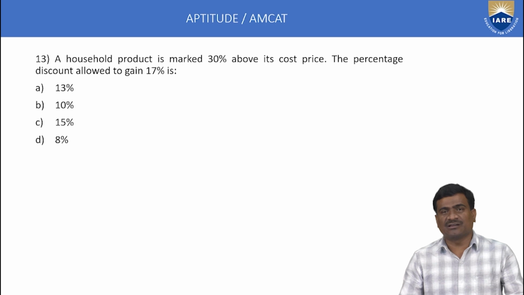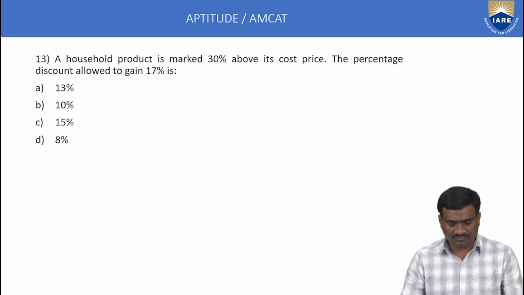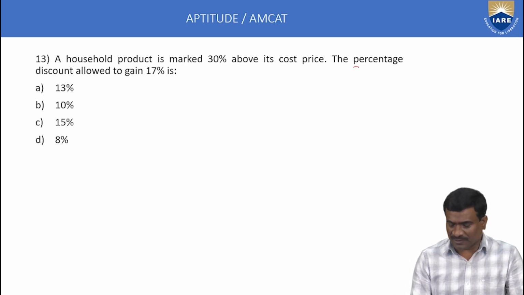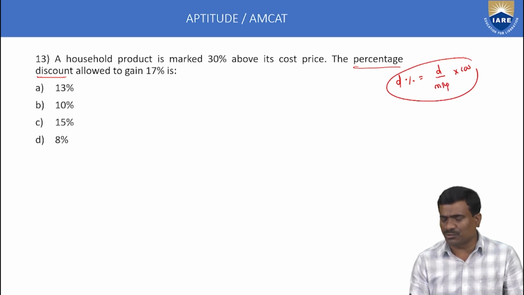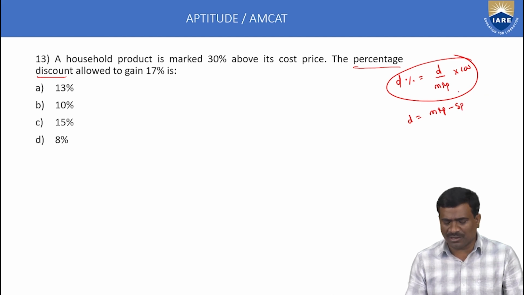Next, the 13th example, again applying the profit and loss concept by using MRP. Here we calculate the discount percentage, the percentage discount, and the right method. Discount percentage is equal to discount by MRP into 100. This is the rule, where discount is equal to MRP minus selling price, or MRP minus cost price.